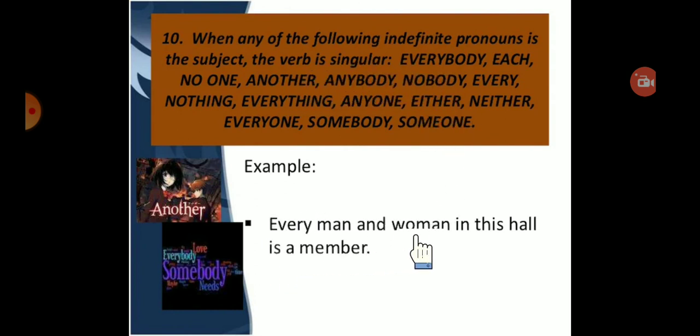See, every man and woman in this hall is a member. Every is taken from this rule. Man and woman are two members, so beside the two members, do we have to use a plural verb, yes or no? But see, in this hall, is is added as a singular verb, is a member, because rule number 10 says this.